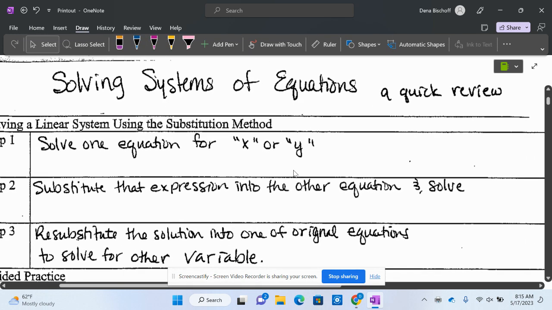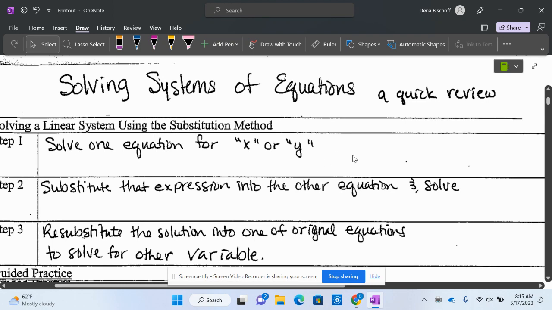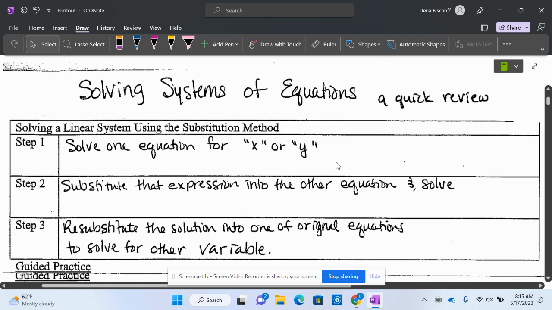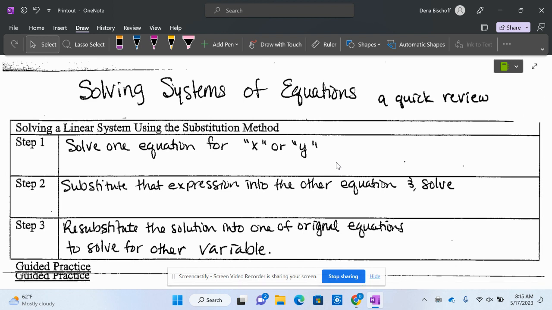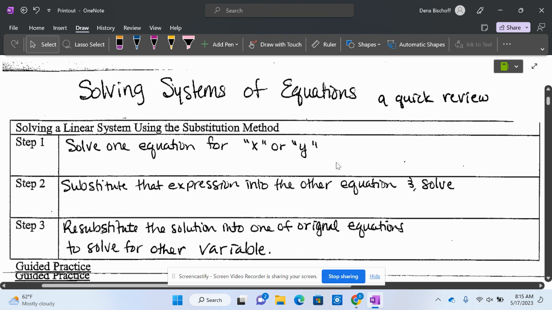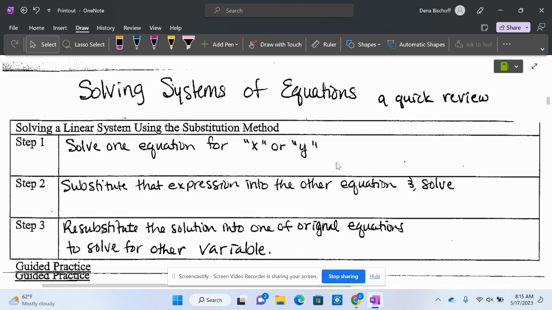All right. So solving systems of equations. I wrote on the top of it, a quick review. It's going to be quick, right? So we solved systems of equations semester 1, and I know in my class, we spent at least a month on it. Like, I think we spent 5 weeks on systems. Okay. So solving, the first one that we're going to use is the substitution method.